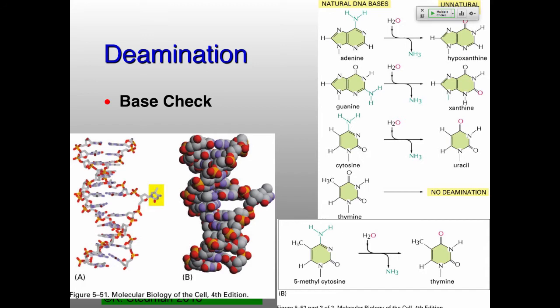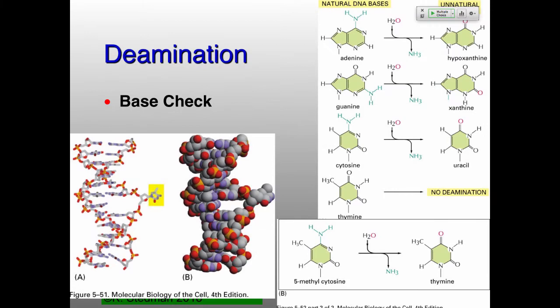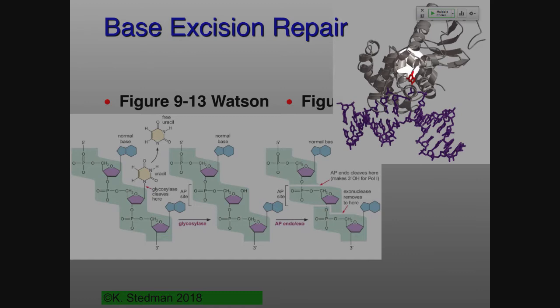This still blows me away that there are proteins literally scanning along the DNA all the time looking for any kind of problem. And we know from X-ray crystal structures that this is what happens. These bases get flipped out and can be recognized by these proteins, again, that are looking for these specific changes. This is actually one of those enzymes here in gray. Here's the DNA in purple, and then the modified base here in red. And this will now, again, get chopped off by this glycosylase.